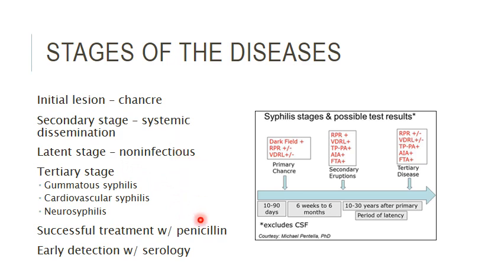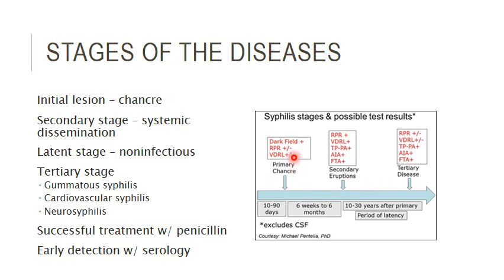The phases are all successfully treated with penicillin or some iteration thereof. Although depending on which stage you're in, you might use a different formulation of penicillin, okay? But it really is still penicillin. That's what we're using. And the detection has really come early on because of serology. So it is serology that really helps us to identify all of these different phases.